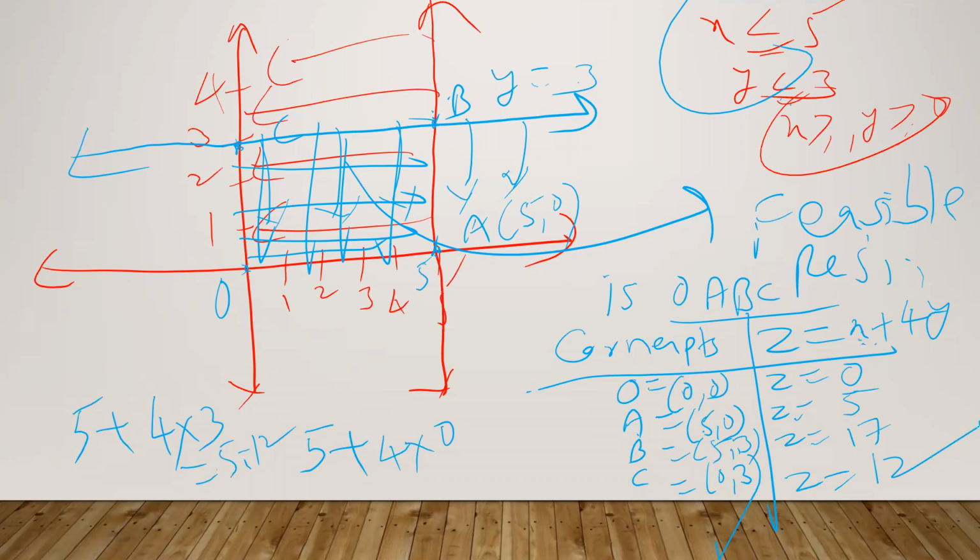So it will be 12. So we have to find out the value of Z at each of the coordinate points. See here there are only 4 coordinate points. Different problems will have different numbers of corner points. You may have 3, 5, 6, any number. It depends upon your feasible region.